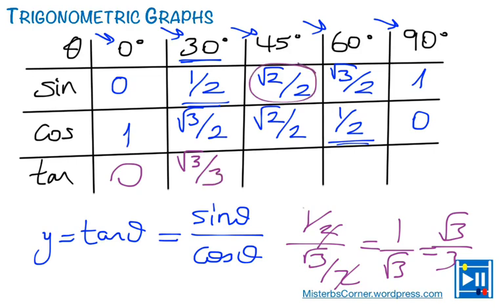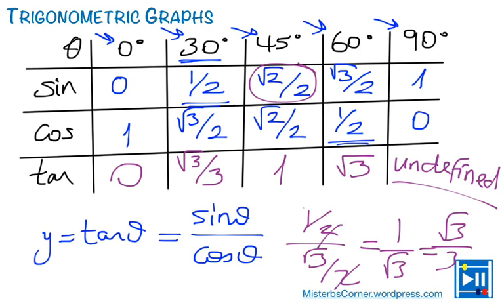And root 2 over 2 divided by itself is 1. Root 3 over 2 divided by 1 over 2 will end up with tangent 60 being root 3. And this is interesting: 1 divided by 0 is undefined. So we don't have a value for tangent 90 degrees. It's undefined. You don't need to memorize this table, but if you know these specific values, like sine 0, sine 45 and so on, it will help you speed up your calculations.